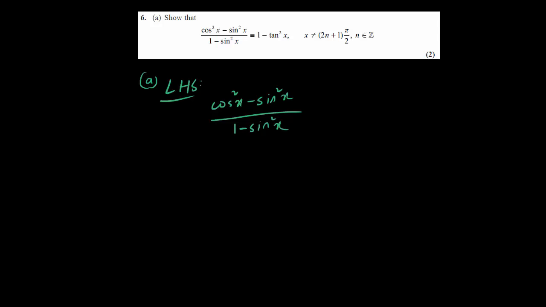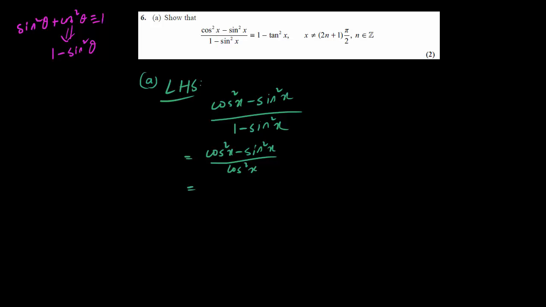Remember, we have this identity: sin squared theta plus cos squared theta is identical to 1. From here, if we send the sin squared theta to the other side, we have that cos squared theta is identical to 1 minus sin squared theta. So from here, what we can write is cos squared x minus sin squared x divided by cos squared x, because 1 minus sin squared x is cos squared x.